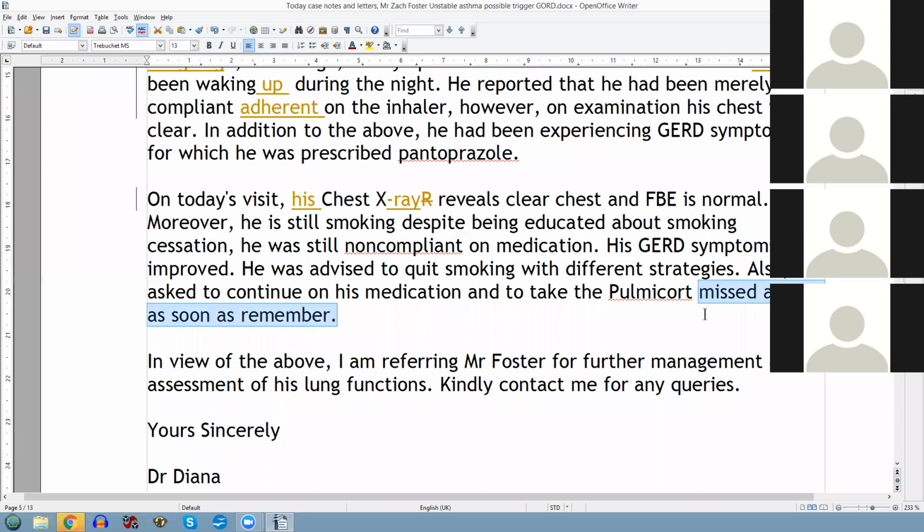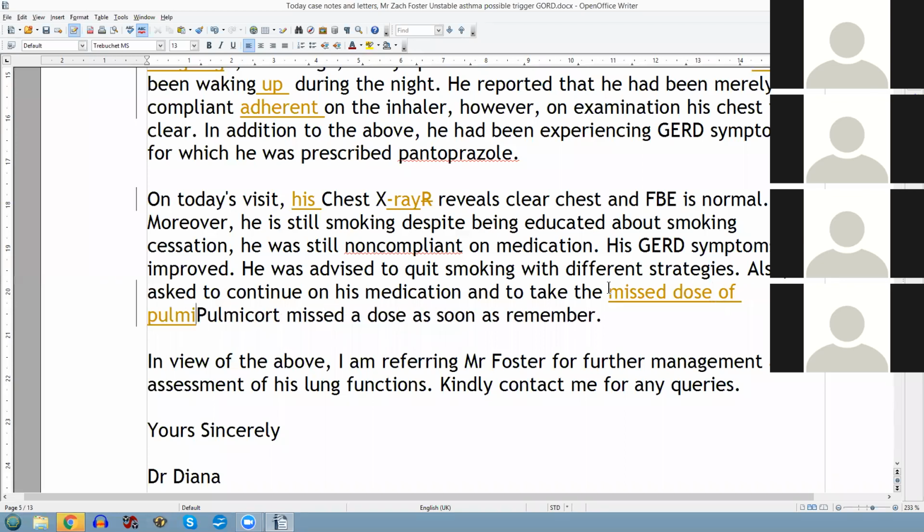What does this mean? Well, I know what it means in the notes, but I'm not sure what you are trying to say here. And to take the missed dose of Pulmicort as soon as he remembered something, and to take the word order of Pul. I don't know if I've spelled that right.